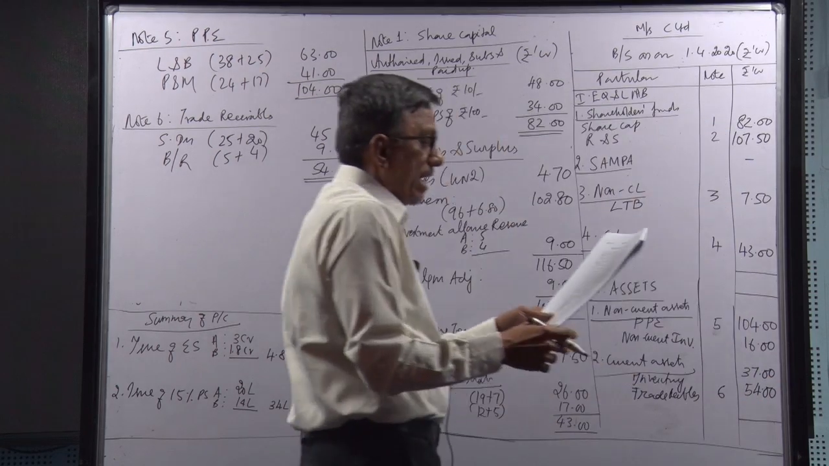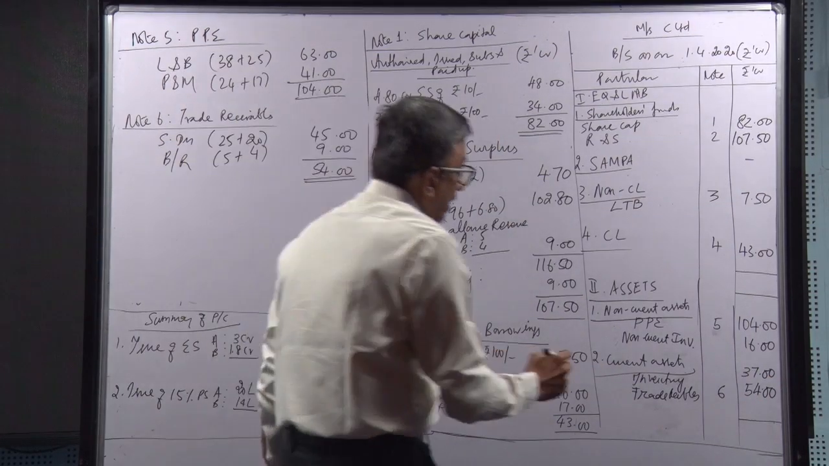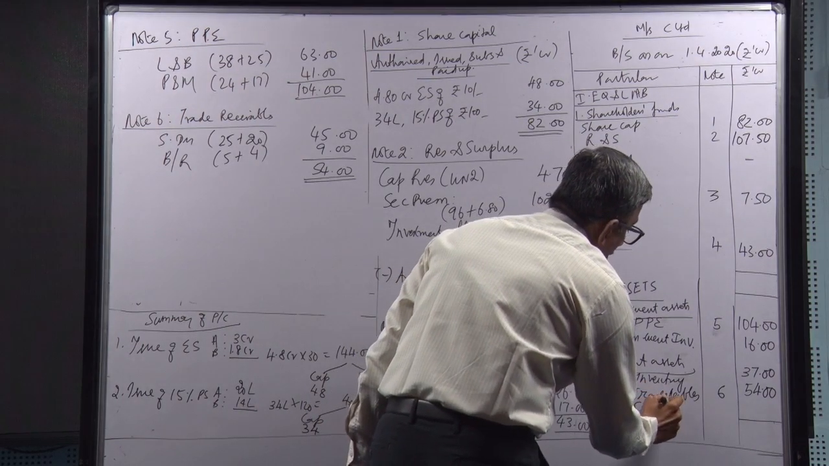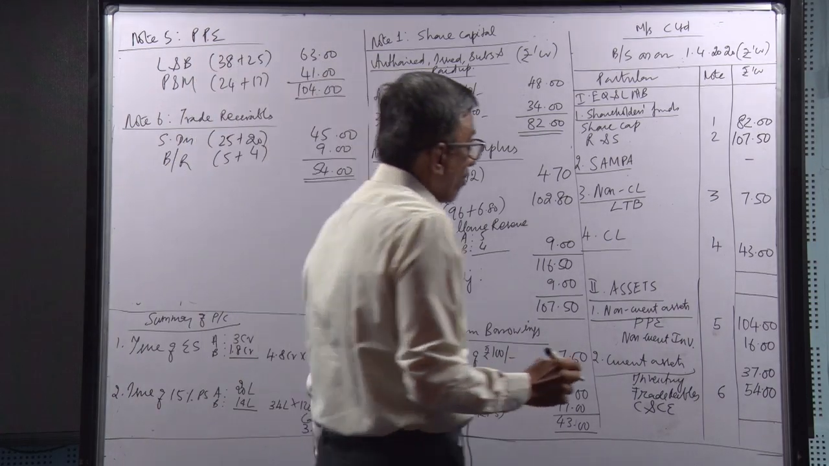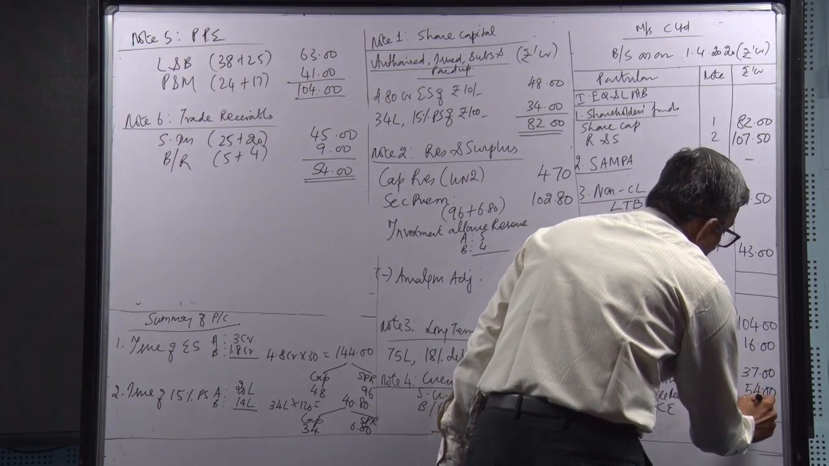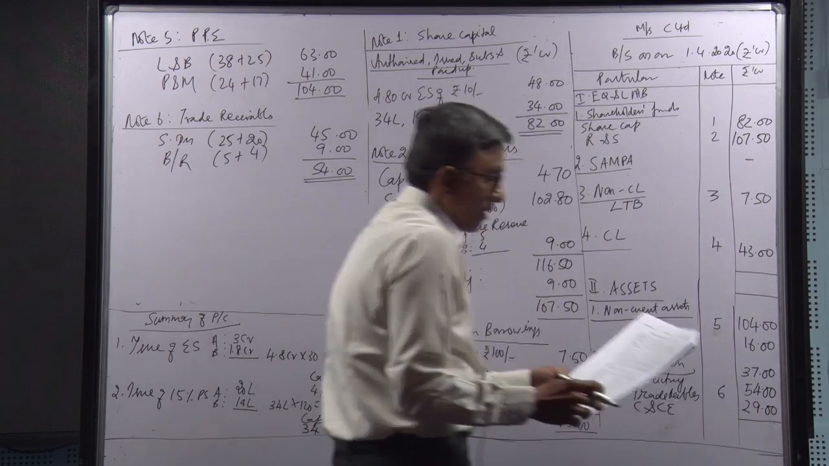Then finally we have cash at bank, that should be shown as cash and cash equivalents. 16 for A, 13 for B, so it's 29. 16 plus 13, 29.